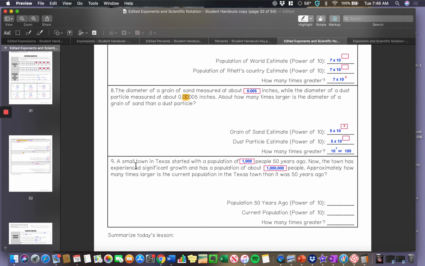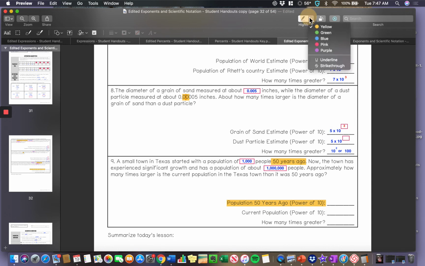So for number 9, it says a small town in Texas started with a population of, I estimated it for you, 1,000 people 50 years ago. Now the town has experienced significant growth and has a population of about 1 million people. Approximately how many times larger is the current population in the Texas town than it was 50 years ago? So the population of 50 years ago was 1,000. So this is your first one right here. So you can write that very similar to this top example above it.